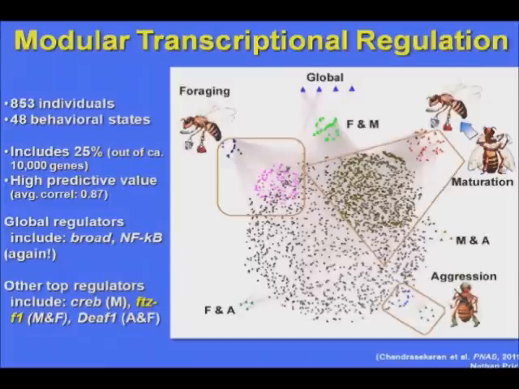Broad and NF-kappa B were global regulators, one of these four predicted to regulate expression across all 3 states. And then other top regulators: Krebs, involved in maturation, which is what we saw in a totally independent cis-regulatory-based analysis in the prior slide. FTZF1 also involved in hormone signaling, and DF1, involved in vertebrates with aggression, and we found this to be regulating expression in aggression and foraging contexts.